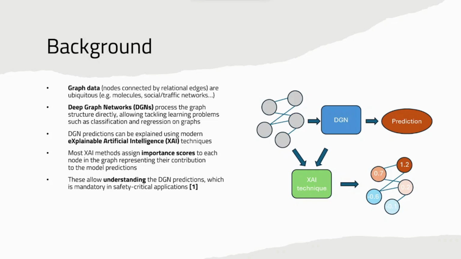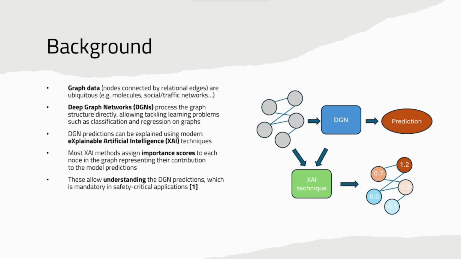Graph data, that is, data composed by nodes connected by relational edges, are ubiquitous. For example, molecules and social or traffic networks can be represented as graphs. To learn from this data, we can use deep graph networks, or DGNs, which are neural networks able to process the relational structure directly and learn tasks such as classification or regression from sets of graphs.